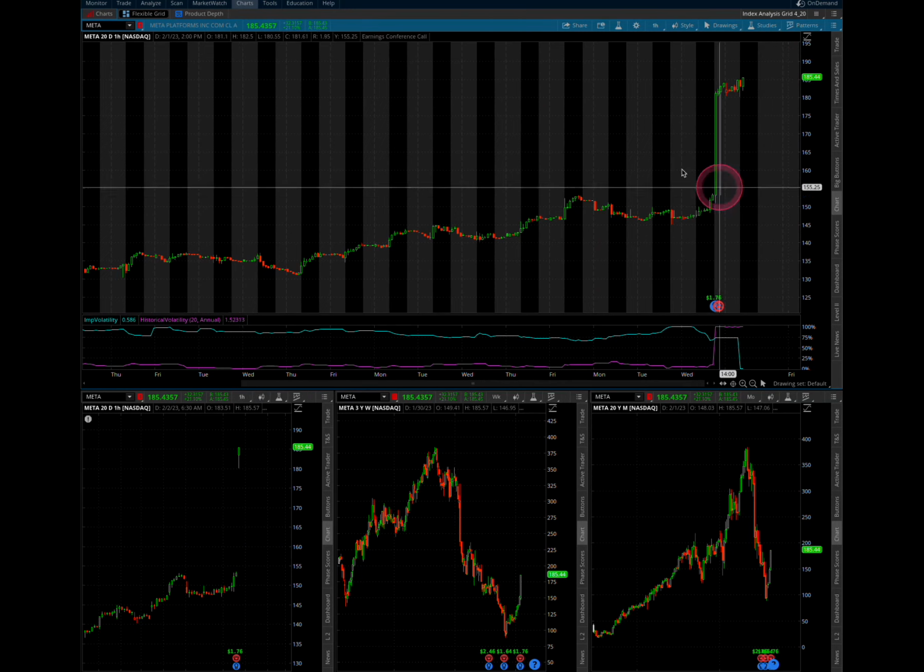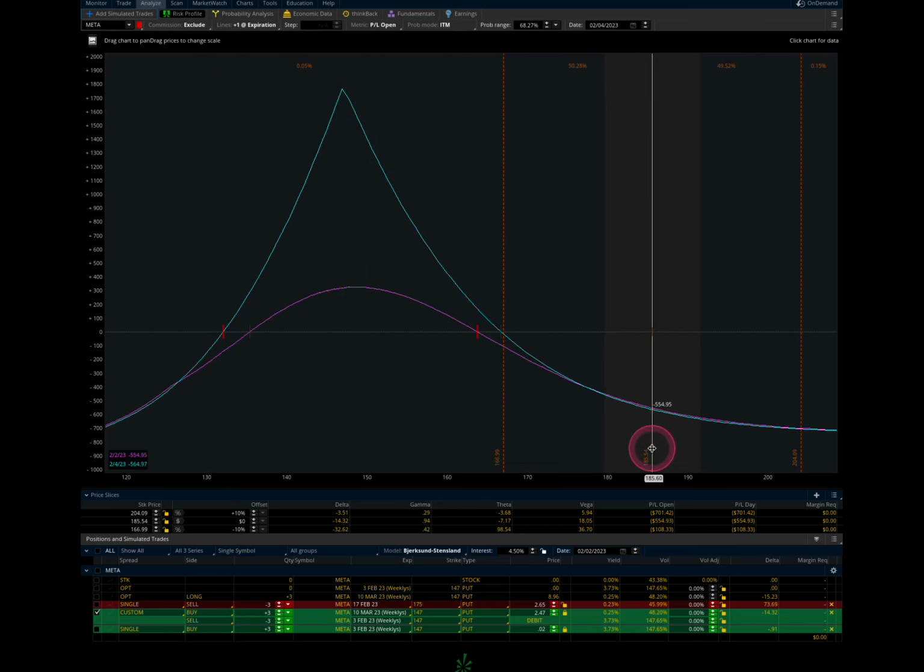So based on that, what does our Analyze tab look like? Well, we're all the way out here. So we're down $500 in this trade because of that huge up move. In that scenario, you will see that the 147 short put that we had sold was essentially worthless, okay? We sold that for, I want to say, around $8, somewhere in that range. So we can buy that back for pennies, which is what I did here.